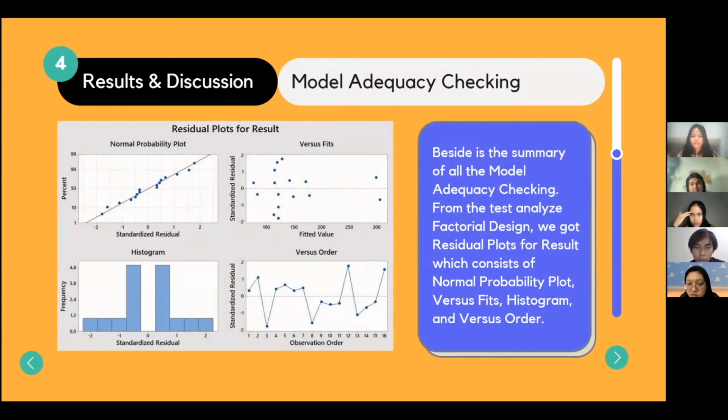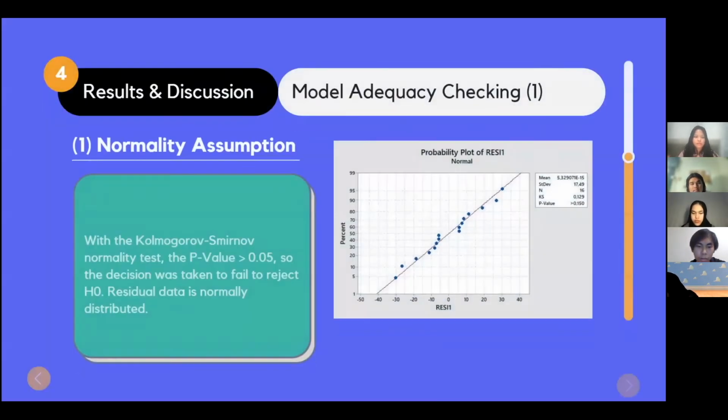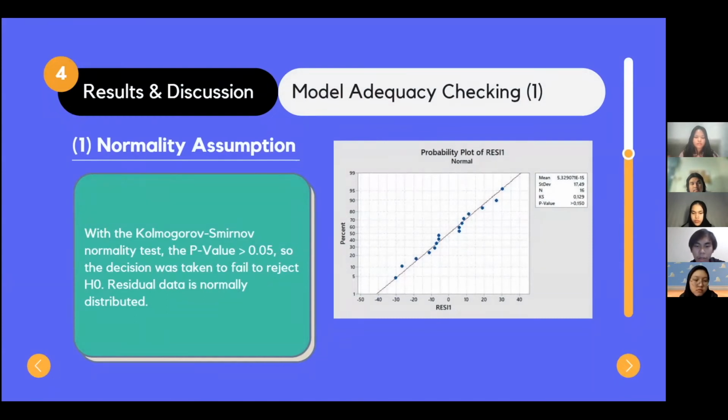The general factorial regression yielded a plot of the residuals. In this experiment, it generated 4 graphs: a normal probability plot, a histogram of the residuals, a versus fits plot, and a versus order plot. In the normal probability plot, it can be seen that the data we collected relatively follows the line. With the Kolmogorov normality test, the p-value is bigger than 0.05. So, the decision was to fail to reject the null hypothesis. Therefore, the residual data is normally distributed.